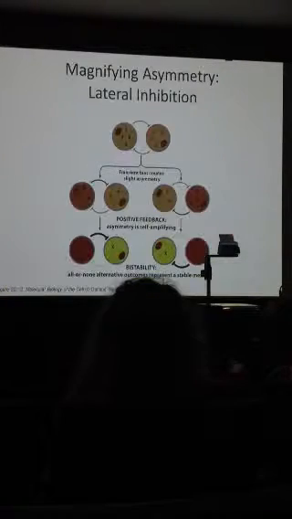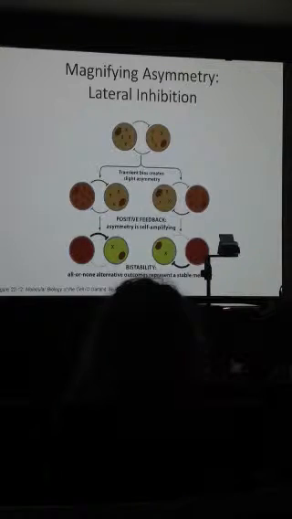So then once you get that initial asymmetry developed, what you want to do is amplify that. Because when you're going through development, you don't want to have two cells that are slightly different. You want two cells that are vastly different. And the way that you can do that is a process called lateral inhibition.